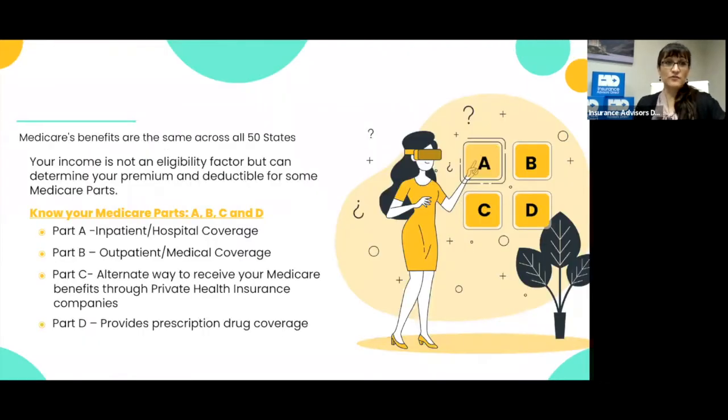All right. So of course, Medicare benefits are across all 50 states, and they're pretty much the same in all 50 states. Your income is not an eligibility factor, but it can determine your premium and your deductible for some of the Medicare parts. So of course, we know what Medicare A, B, C, and D refer to. I went ahead and put this on the slide just as a brief review, and maybe just a brief look while you're on the road. What is C entitled people for?